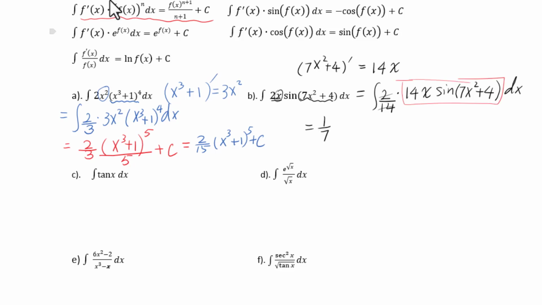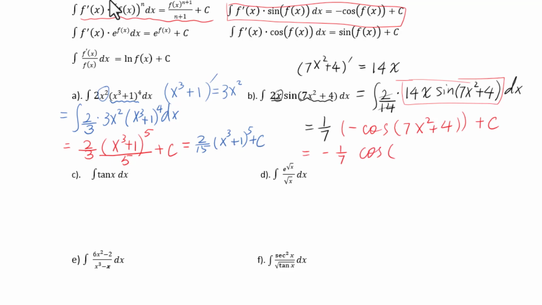For this, we have to use this formula. So we get 1/7 times negative cosine of 7x squared plus 4, then plus c. Organize: negative 1/7 cosine of 7x squared plus 4 plus c.